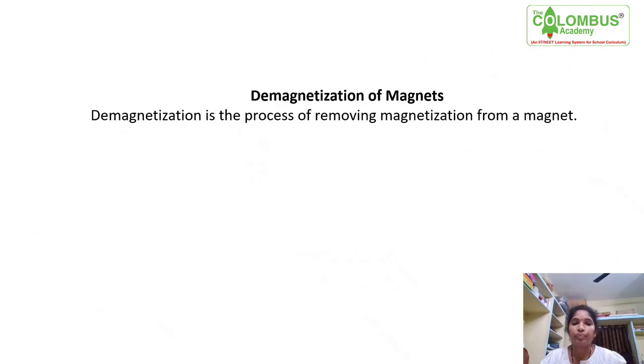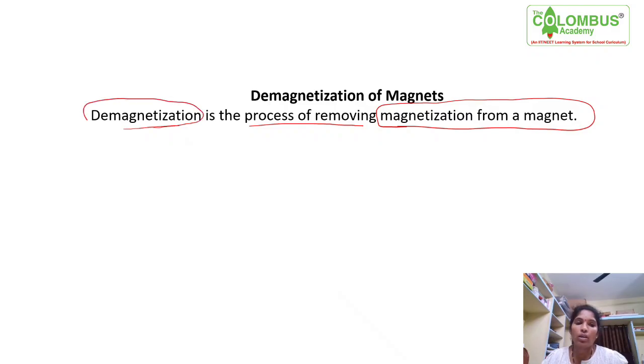Now, even we can remove the magnetism from a magnet. Demagnetization of magnets. Yes, what is demagnetization? Demagnetization is a process of removing magnetization from a magnet. If a magnet loses its magnetic property, then we call it demagnetization. Why will the magnet demagnetize?